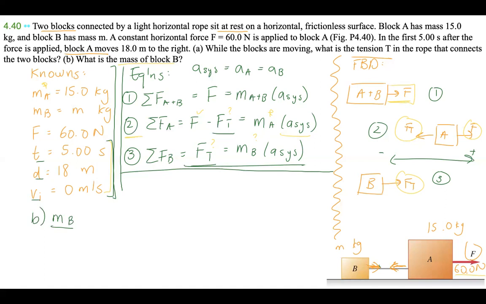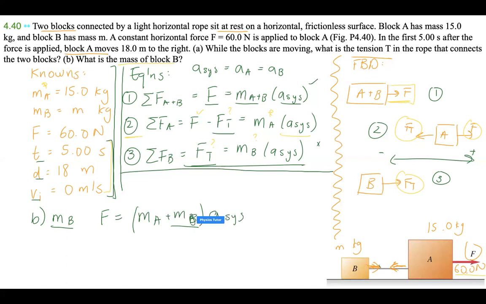So we want to find out MB. Let's go back to our equations and see which ones have MB. So this one, but we said we don't really want to use this. We can also use this right over here, right? Because we have the acceleration of the system, which we solved for. We have our force, and we have mass of A. So if we rewrite this, it's going to be force equals mass of A plus mass of B multiplied by the acceleration of the system. And we want to isolate for mass of B.